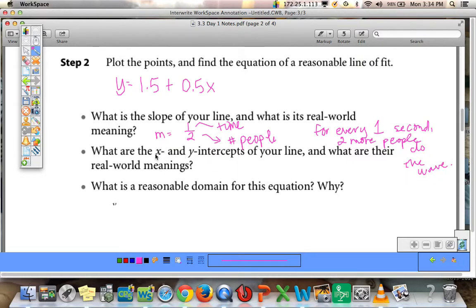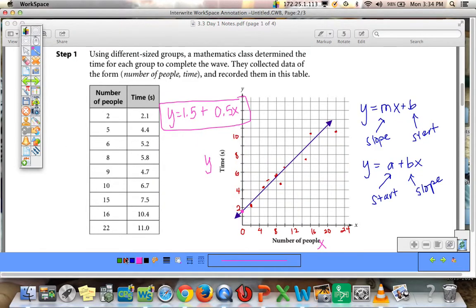What are the x and y intercepts of your line, and what are their real world meanings? Okay, let's go back to the graph. So here's our x-intercept. Maybe we'll use a different color, green. Here's our y-intercept, and our x-intercept is over here. It's going to be negative something. So if we estimated, maybe -4.